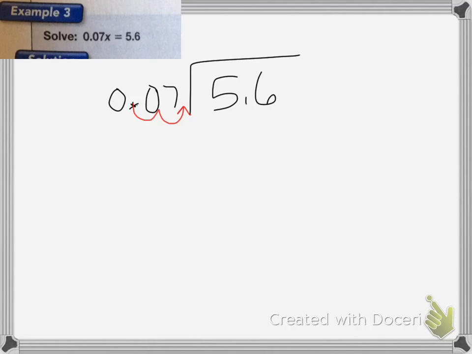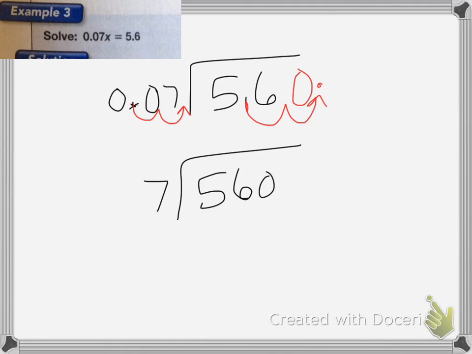Now this one I have a missing number, so I have 0.07x equals 5.6. So I'm going to divide 5.6 divided by 0.07 to find my missing letter x. Okay, again I need to move that decimal over twice, 1, 2 to make it a whole number, which means I have to move this decimal place over 1, 2 as well. I'm going to add a 0 to fill in the empty place. So I end up with 560 divided by 7.